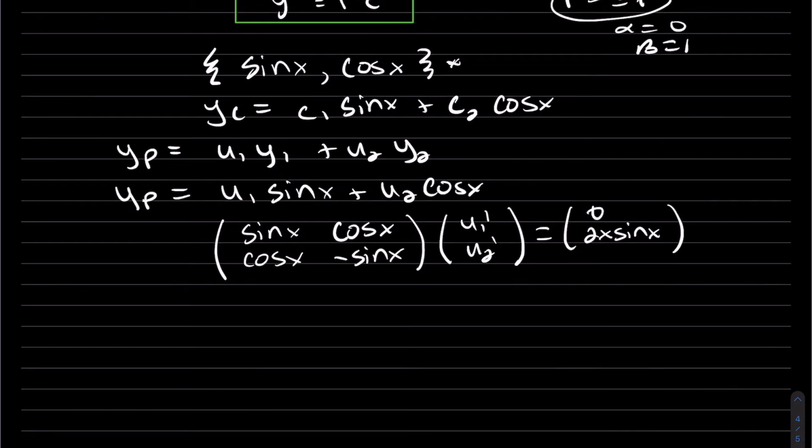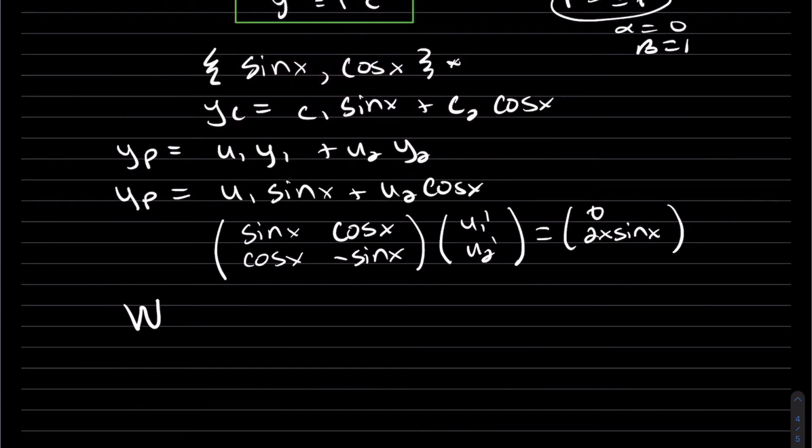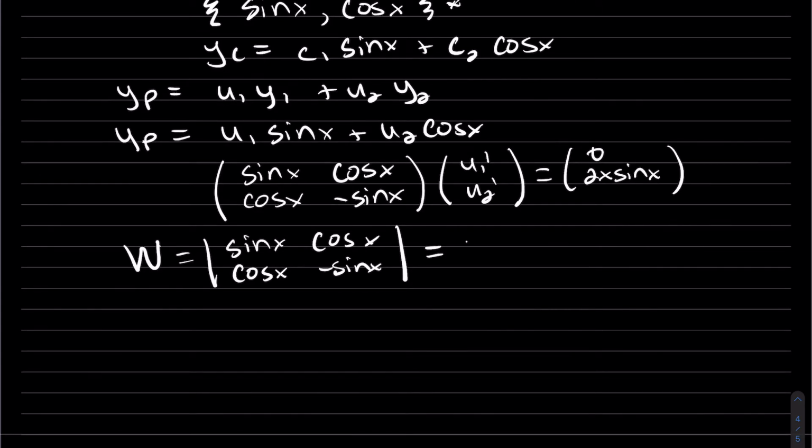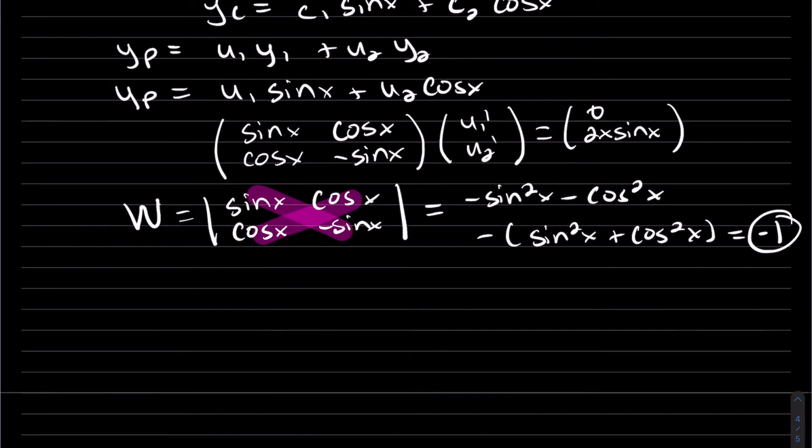Okay, so our Wronskian. We need our Wronskian. So it's the determinant, so it's minus sine squared x minus cosine squared x. Remember, we do the diagonal subtract. Factor out a negative. And it looks like the answer is -1. Our W1, 0.